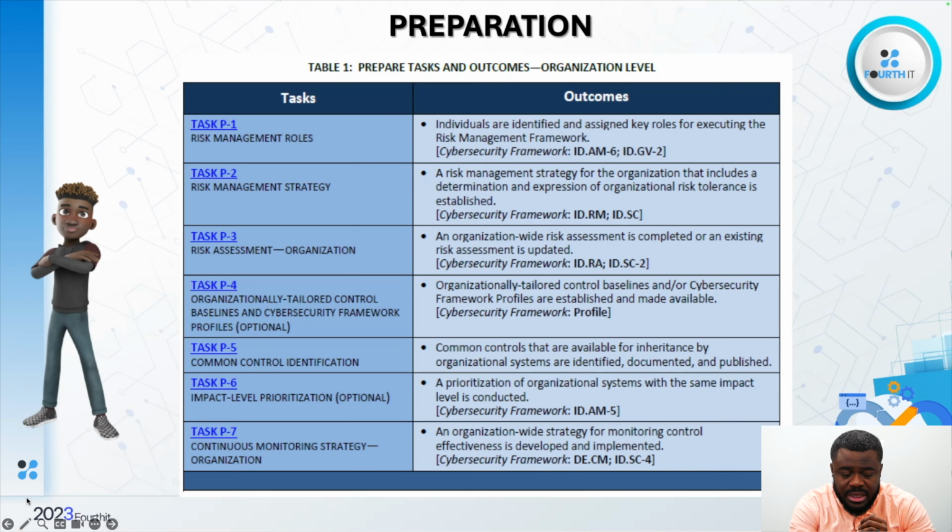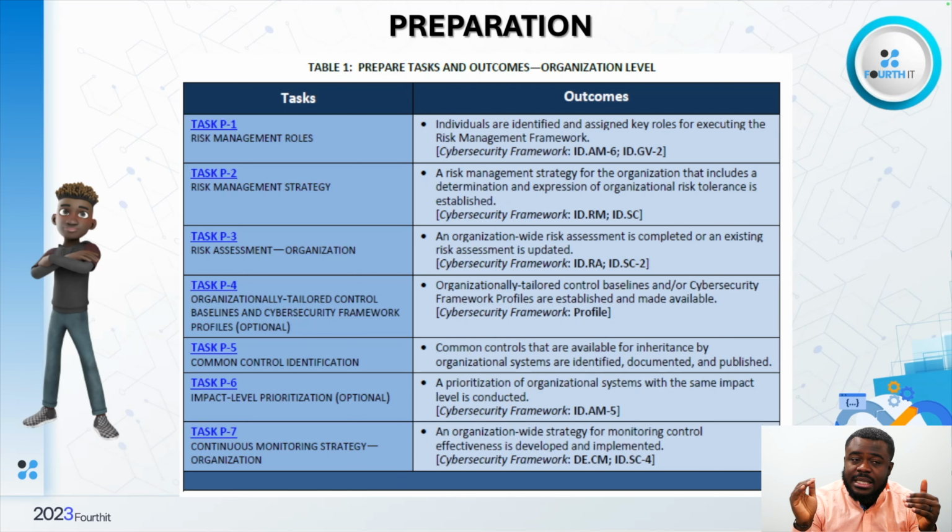Now, what NIST has done is that they have developed applications to help us to do this. When we talk about preparation, this comes from NIST 800-37. When you look at it, it says Task P1. Task P1 means preparation task 1. Preparation task 1 says that we need to be able to assign risk management roles. Task 2, risk management strategy, risk assessment, organizationally tailored control baseline, and cybersecurity framework profiles.